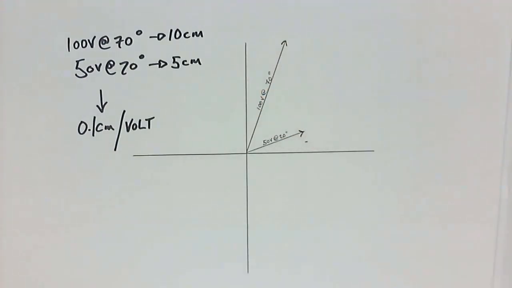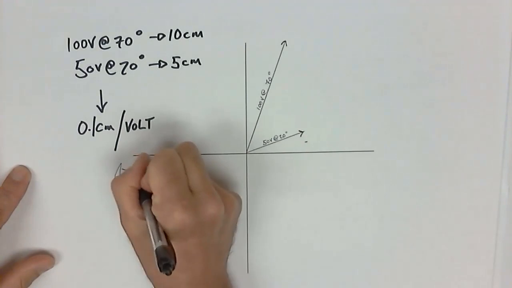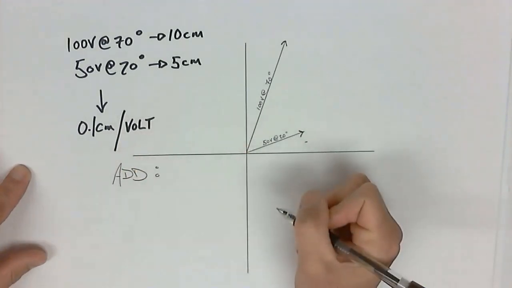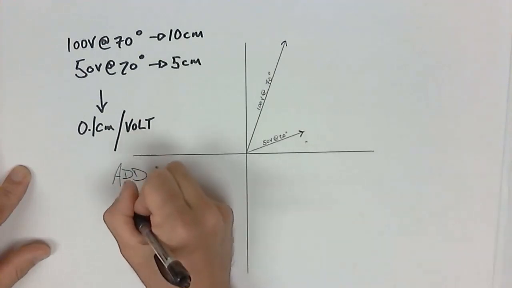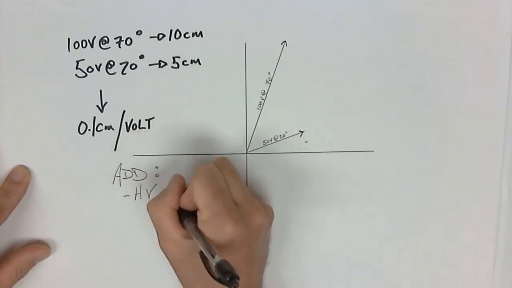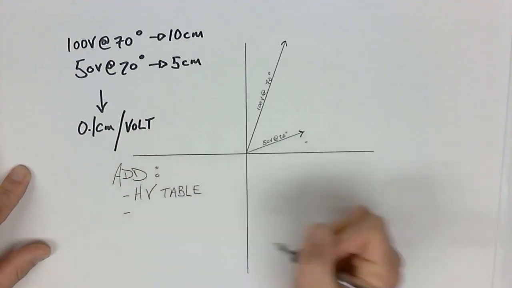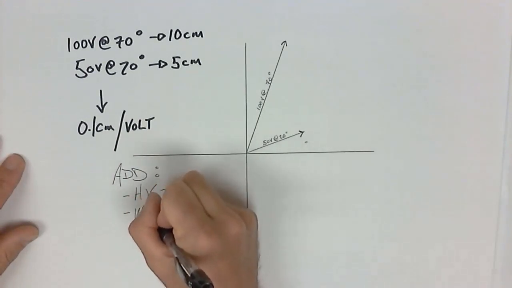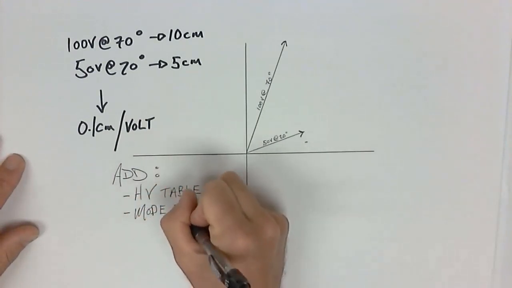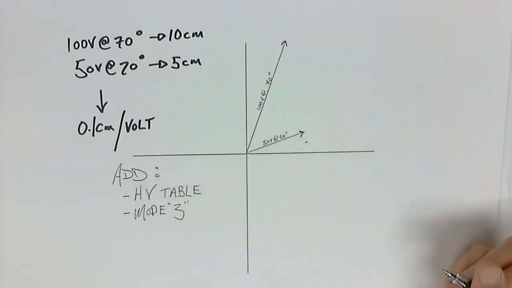Now remember, we can add phasors together, right? And if I were to add phasors together, I have a few different options. What if I wanted to know the total sum of these 2 phasors? Well, I know we could do an HV table. That makes sense. Those are pretty slick, not too long, and you get an accurate value every time. You could use mode 3 if you have the right calculator and you're comfortable with using that different mode function.